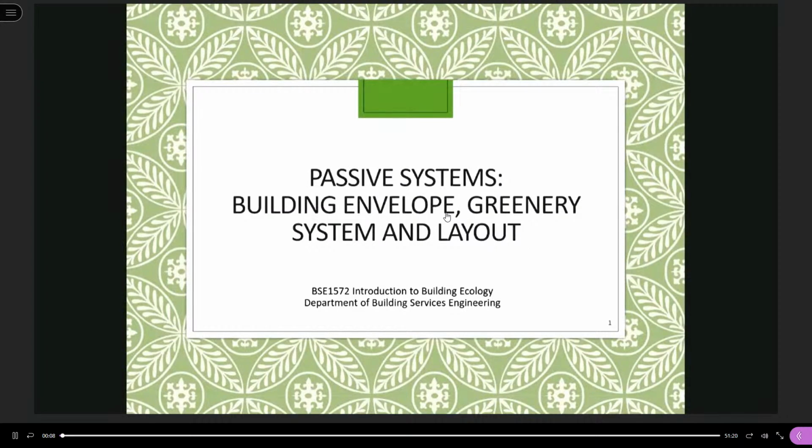Okay, so today we will talk about passive systems. And for passive systems, we will talk about the building envelope, the greenery system, and the layout design.